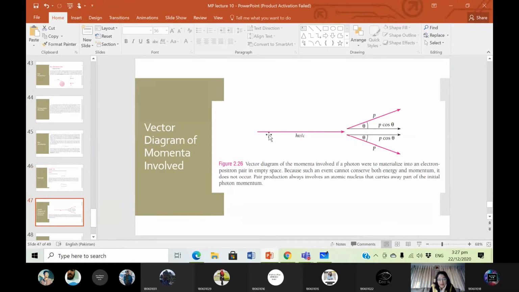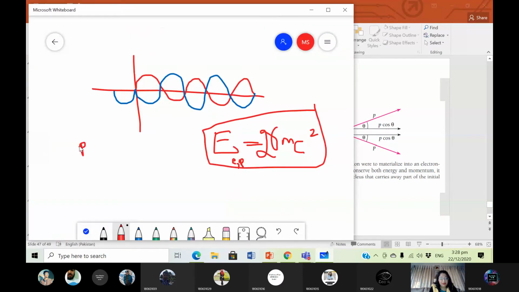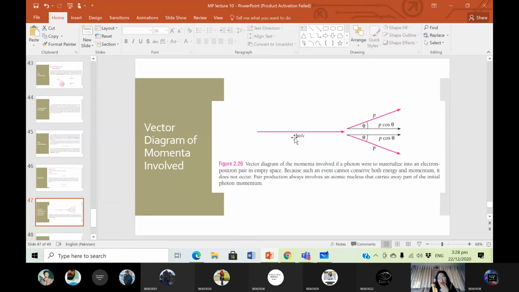So we have a diagram like this. This is the incoming photon that has energy h nu and momentum h nu over c. Why h nu over c? As we had done before, for a massless particle, p is equal to E over c, as I mentioned in the last lecture, according to the relativistic equation. I hope all of you remember this. So E is h nu, divided by c. This is the momentum of the photon.